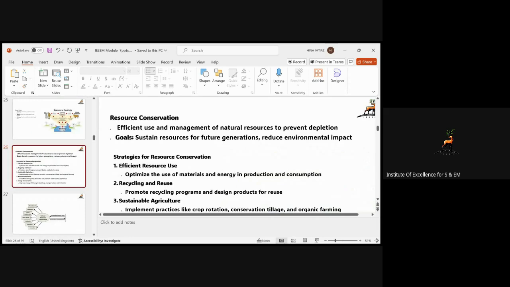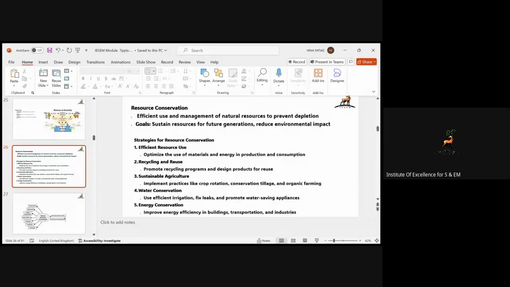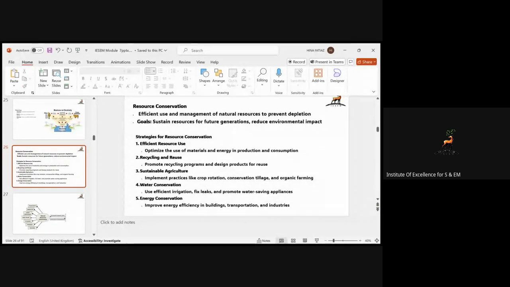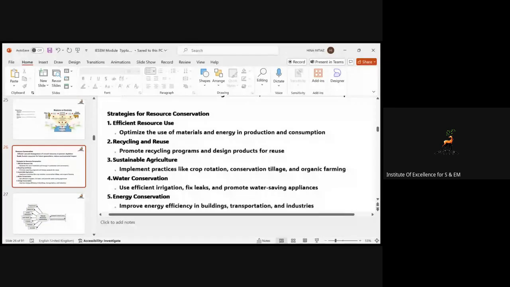So again, the last topic is energy conservation: how can we conserve electric energy, how can we conserve the resources. Basically, it is the efficient use and management of natural resources to prevent depletion. Their goal is to use sustainable resources for future generations and reduce environmental impacts. So what are the strategies for resource conservation?